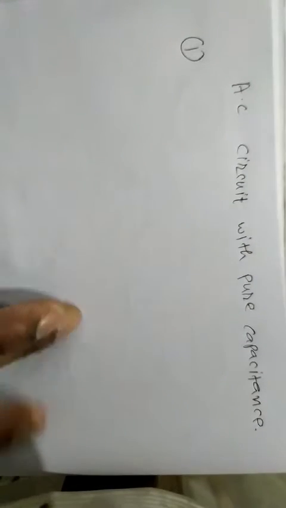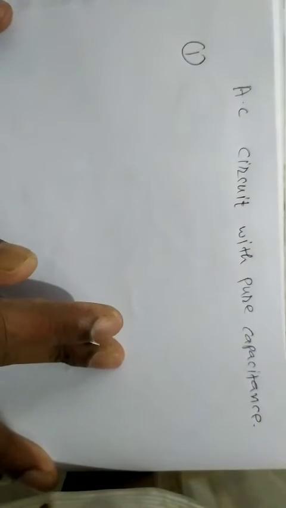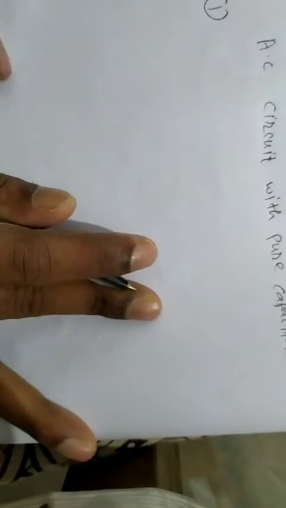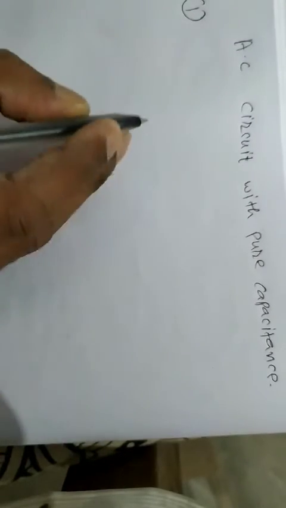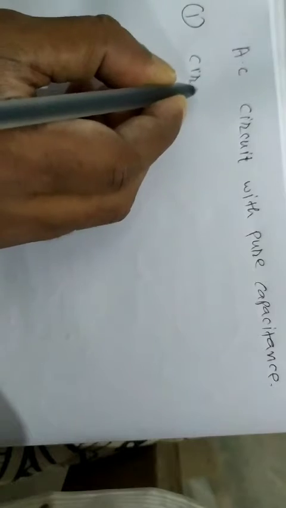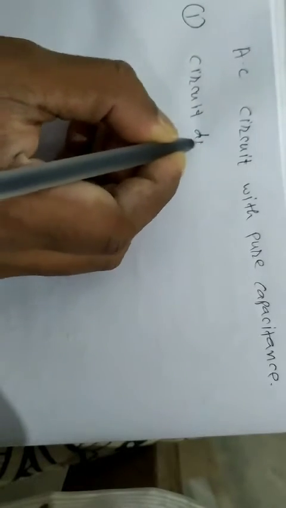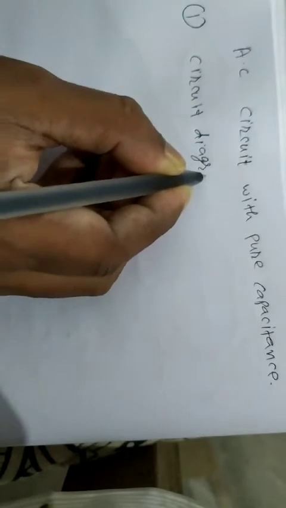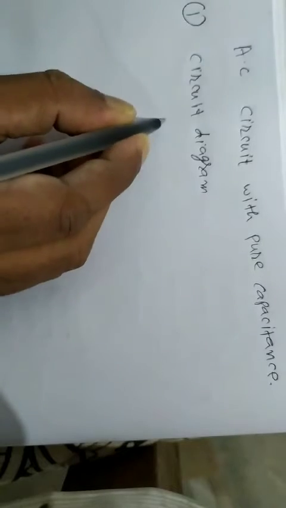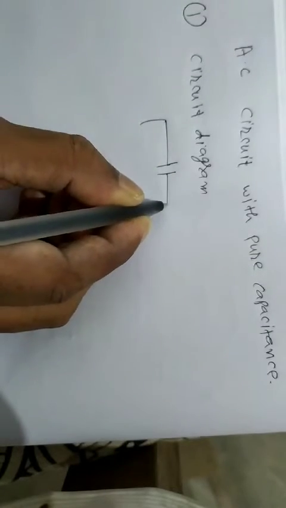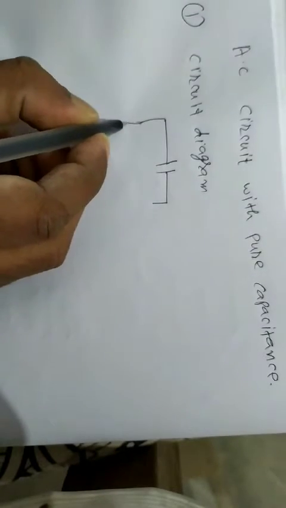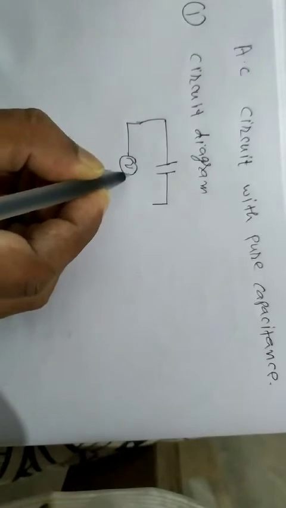Good morning, students. Today we will understand AC circuit with pure capacitance. In this, first we have to make the circuit diagram of it. So how will the circuit diagram be? First we will connect a capacitor with the AC EMF. So this is AC circuit with pure capacitance. So this will be the circuit diagram.